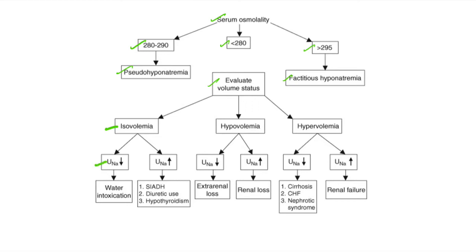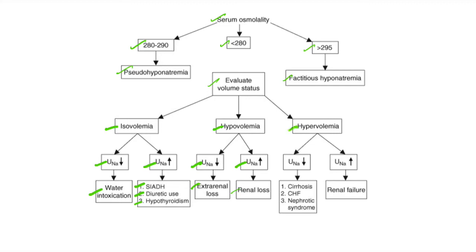If the urinary sodium is low, it is water intoxication, and if the urinary sodium is high, it can be due to syndrome of inappropriate ADH secretion, diuretic use, or hypothyroidism. In hypovolemia, if the urinary sodium is low, it is due to extrarenal loss. If the urinary sodium is high, it is due to renal loss.